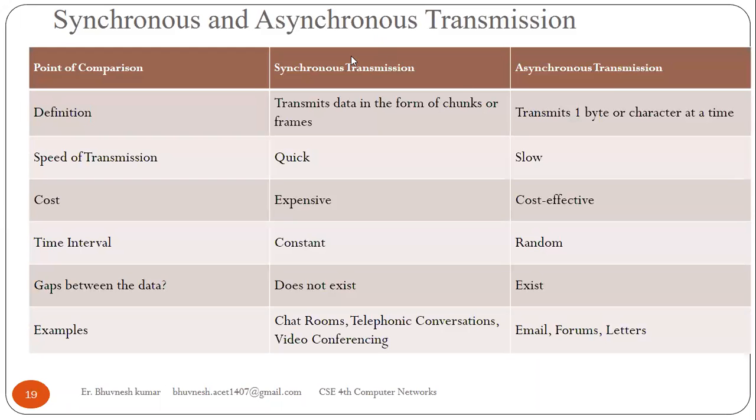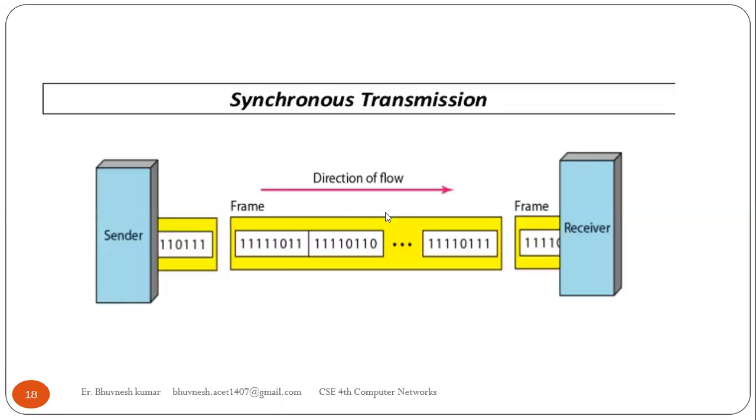Next is the comparison between synchronous and asynchronous transmission. I've already explained that. First of all, the synchronous definition: synchronous transmission transmits data in the form of chunks or frames. We have seen that in synchronous transmission, your data is in the form of a chunk or a frame. Collected data will be sent at a time. It can be a group of 8 bits, 4 groups, meaning a total of 32 bits can be sent at the same time, and it is collected in the form of a frame.